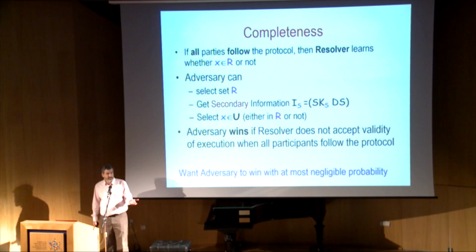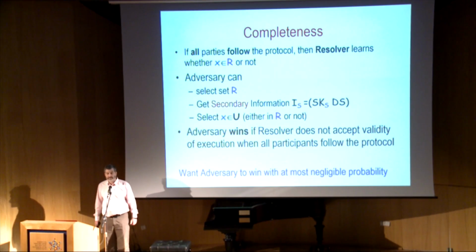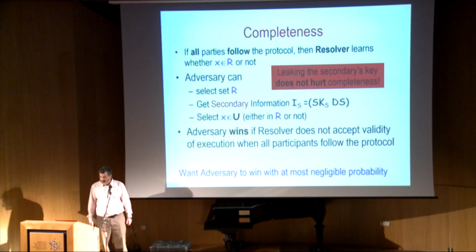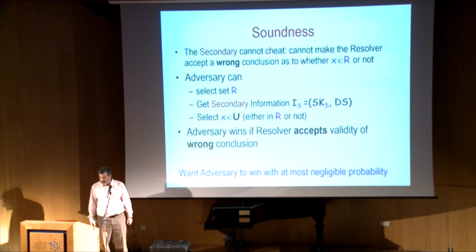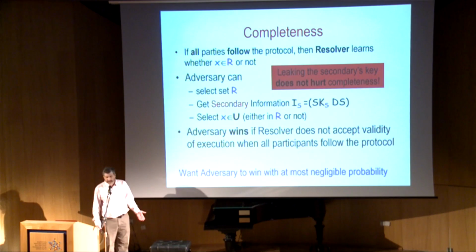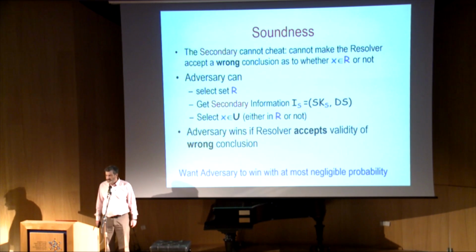So let's go over the requirements. So completeness, it's quite clear. If everyone acts as they should, then the resolver learns what he should learn. And even if you leak the secondary's key, you do not hurt completeness.